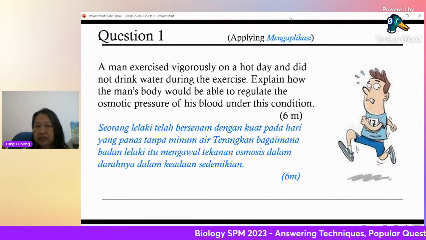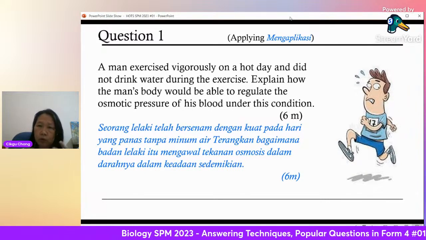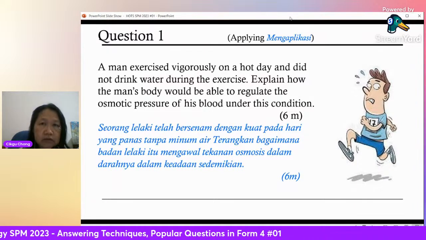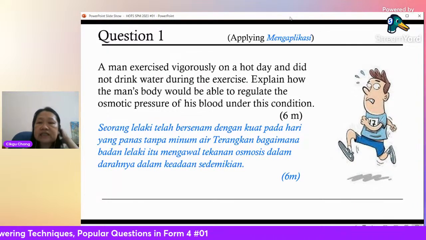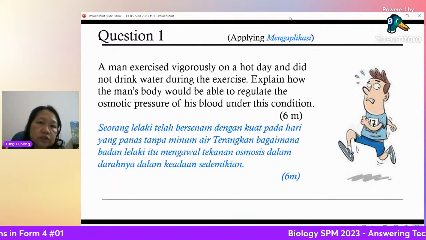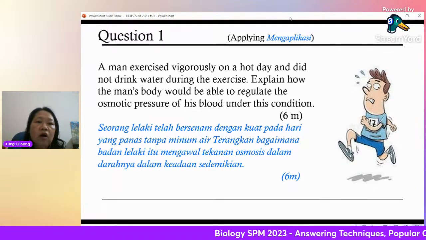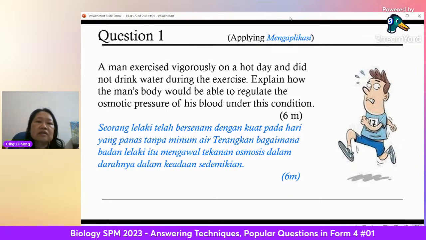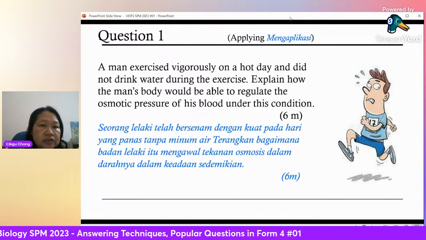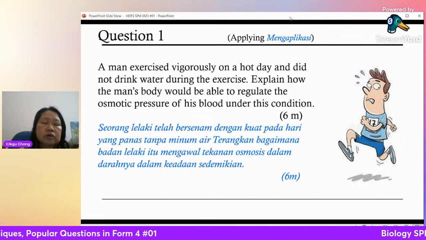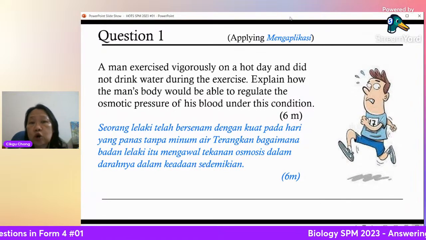Okay, so this is what we talk about, osmotic pressure. When your blood becomes more concentrated, that means you're losing water. When you're exercising, you'll be sweating. I noticed that many students do not know how to tackle this question. From my experience of teaching, all they can say is sweating. Okay, the man sweats. So what? You're not answering the question. How are you regulating? How do you bring the osmotic pressure of his blood back to normal?